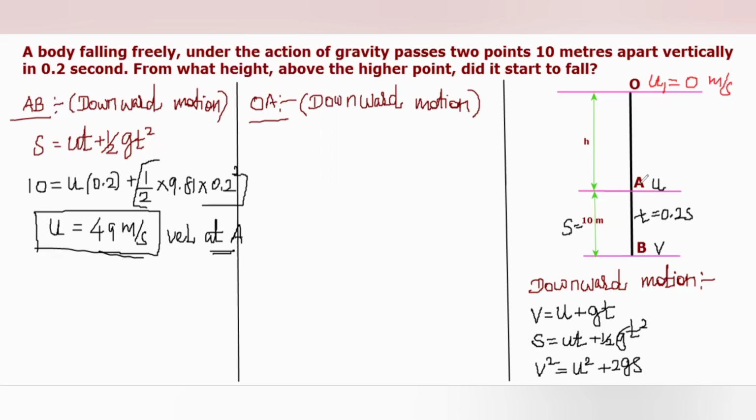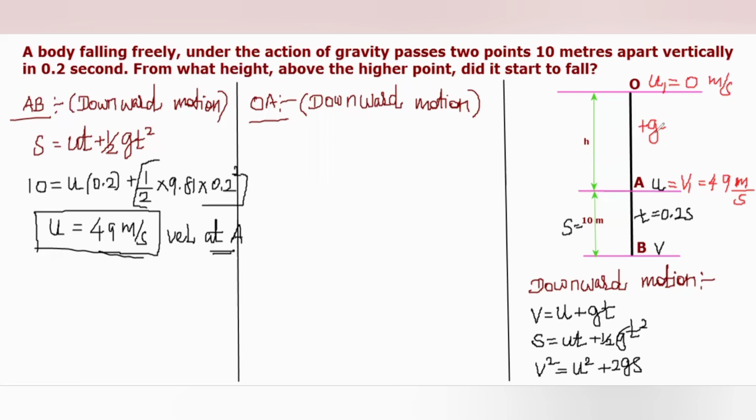Here we calculated the velocity at point A. Now for the segment OA, the velocity at point A will be the final velocity. The final velocity V1 that we calculated in the previous case is 49 meters per second. We don't know the value of H, and it is also downward motion. The acceleration due to gravity in this motion OA is also plus G. So we are going to find the value of H.